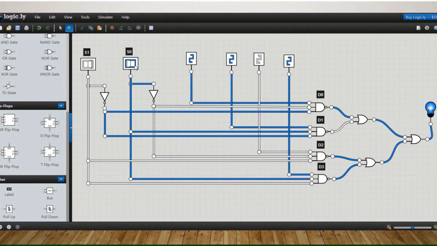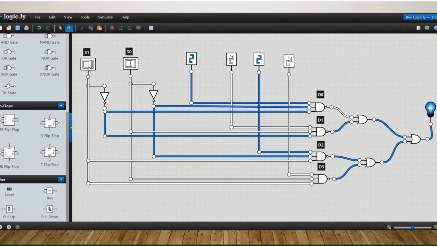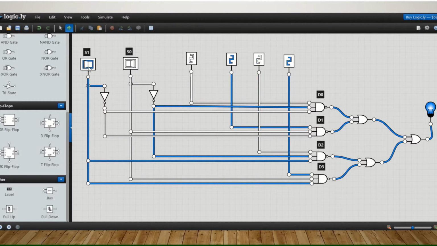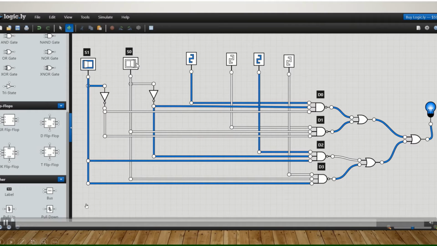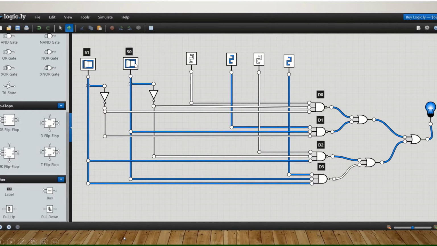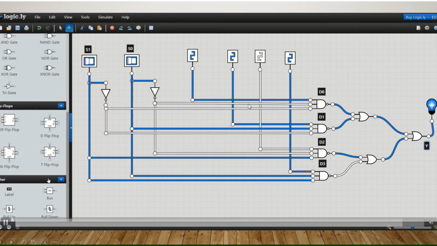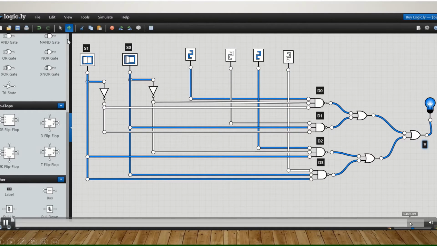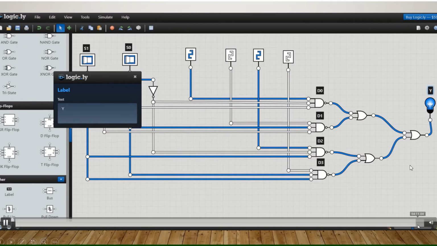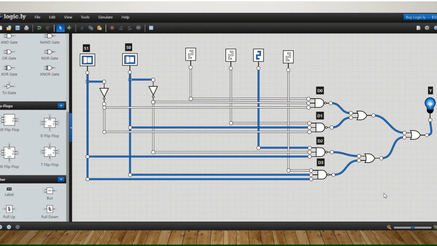Next, we'll give the input to check the output. We are naming the bulb as Y output.